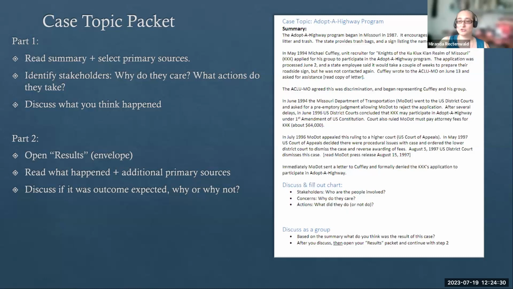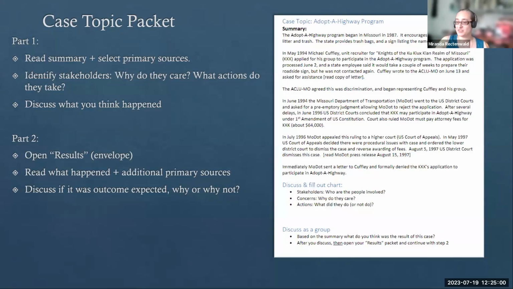To do the activity, I created very brief summaries that attempted to be factual, and then selected primary sources. Here you can see they have read about the topic, and then they're prompted to read the copy of the letter. They're each given a packet, literally, with the documents in it.